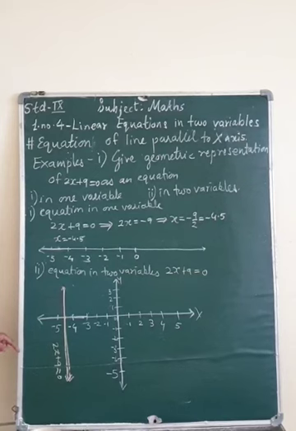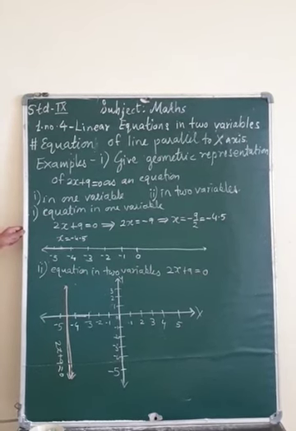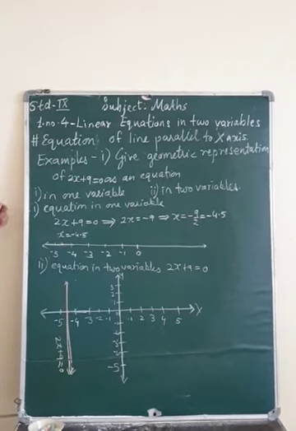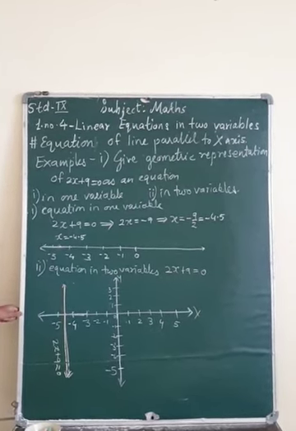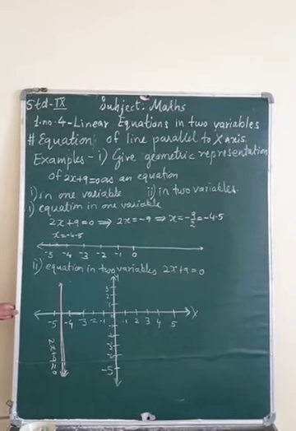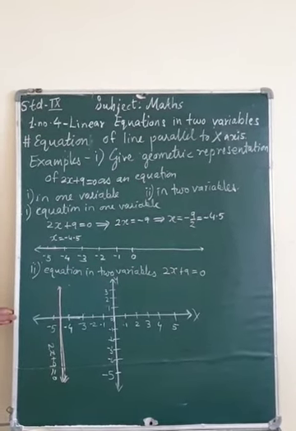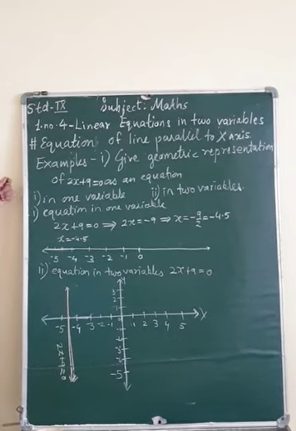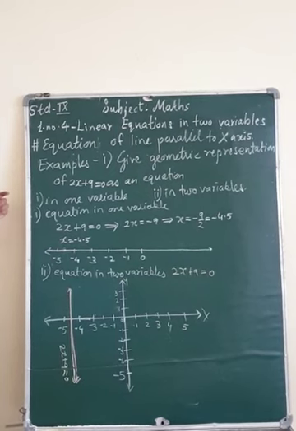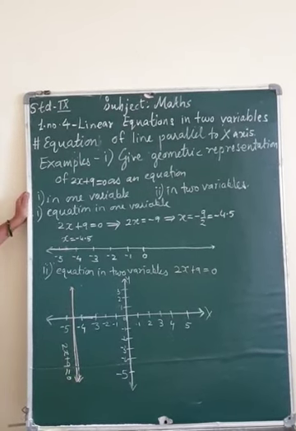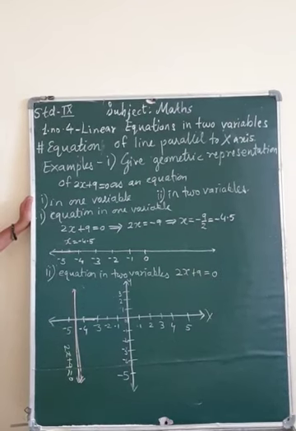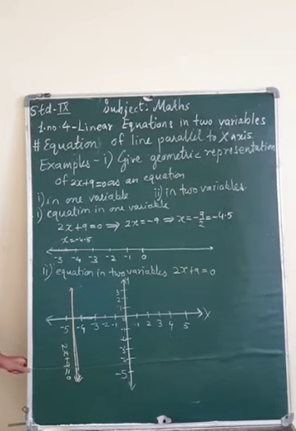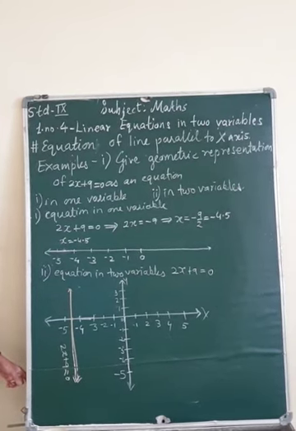So I hope you have understood how to draw equations of lines parallel to the x-axis and y-axis. In this lesson we have seen linear equations in two variables, what the solutions are and how to find the solutions of a linear equation in two variables. Then the graph of linear equations, how to draw a linear graph, and then the equation of a line parallel to the x-axis and y-axis. So we will stop here. Solve the sums given in the exercises. So this is how we have completed this lesson.